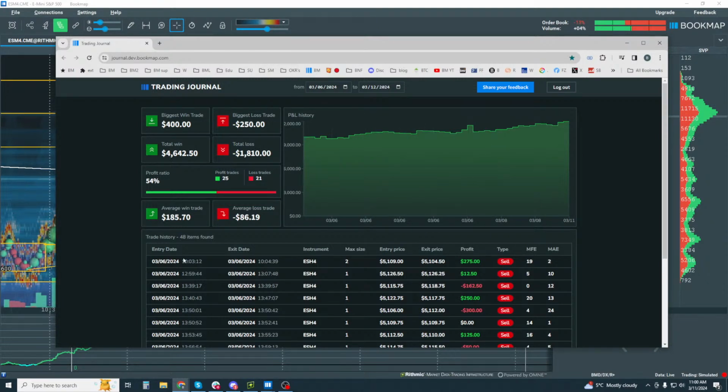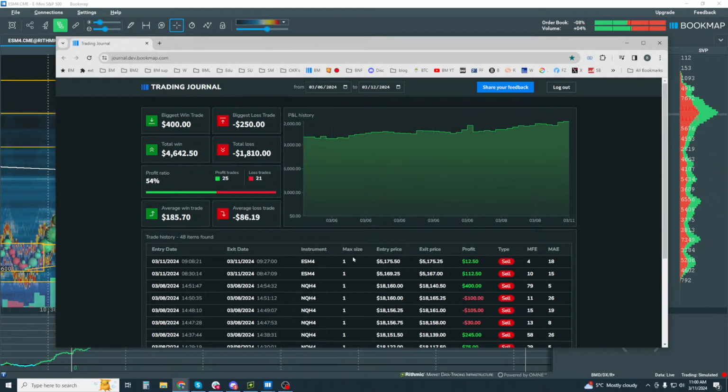I can look at each trade journaled here. There you see the timestamp on it, the instrument, the size that you used, your entry price, exit price, your profit and loss, whether it was sell or buy, your maximum favorable and maximum adverse excursions. So you can see here, not too good for these two here. Pretty good for this one, 79 for me, 5 against me.